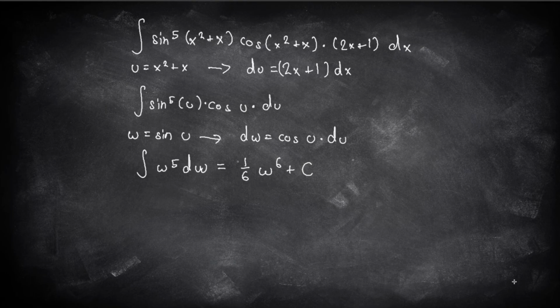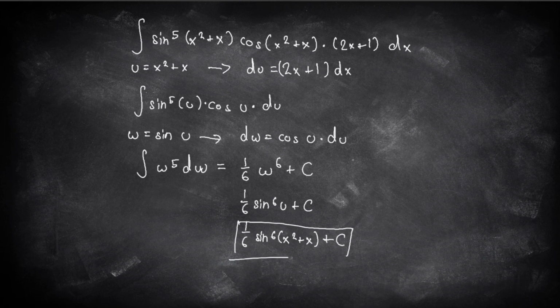Okay, so substitute your w back in. So that's 1/6, and then that's sine to the power of 6, so sine to the 6 of u plus c. u, we substitute it back in with our x squared plus x, so we get our original variable. So 1/6 sine to the 6 of x squared plus x, plus c. And this is the integral of this equation.